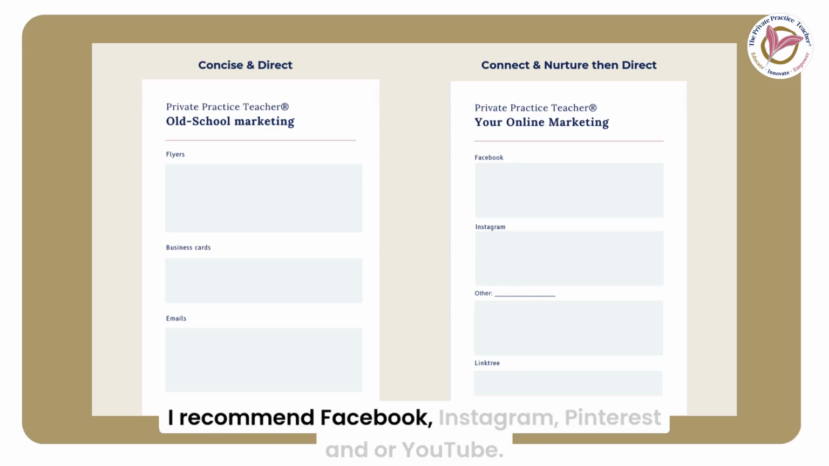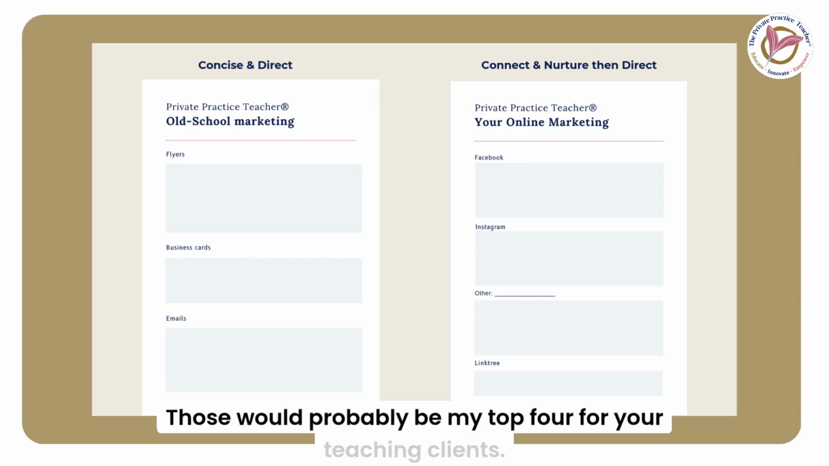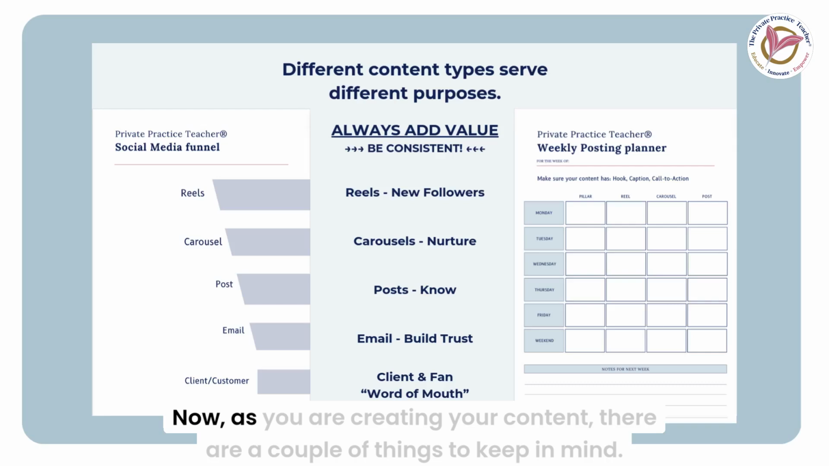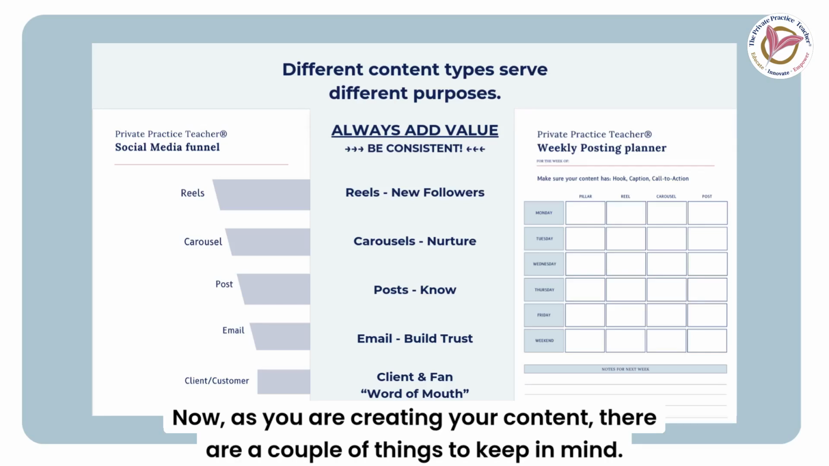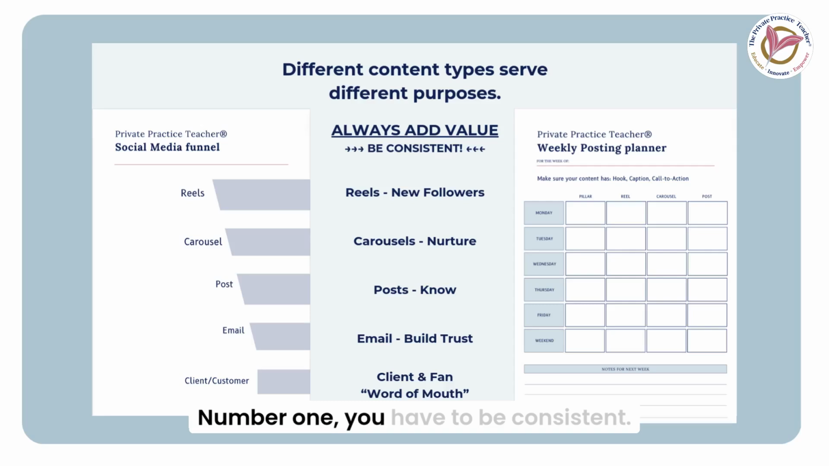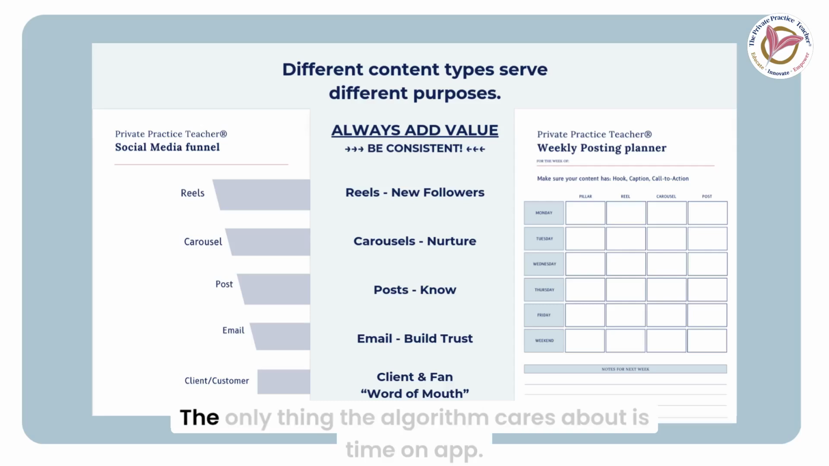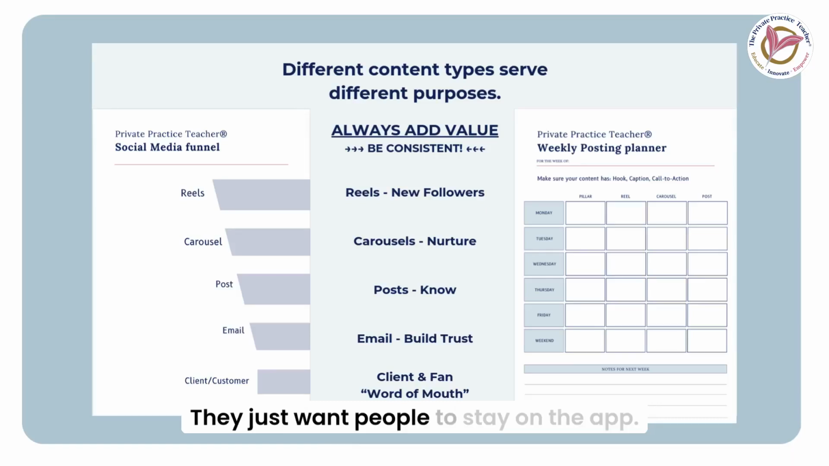I recommend Facebook, Instagram, Pinterest, and or YouTube. Those would probably be my top 4 for your teaching clients. Now, as you are creating your content, there are a couple of things to keep in mind. Number 1, you have to be consistent. The only thing the algorithm cares about is time on app. They just want people to stay on the app.